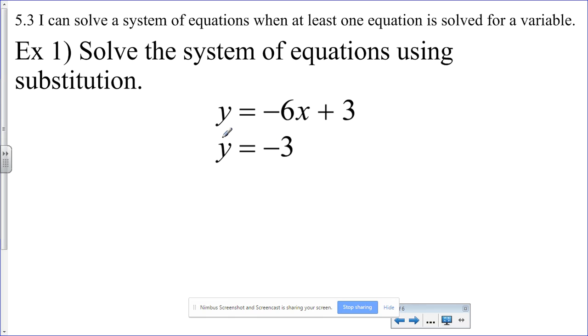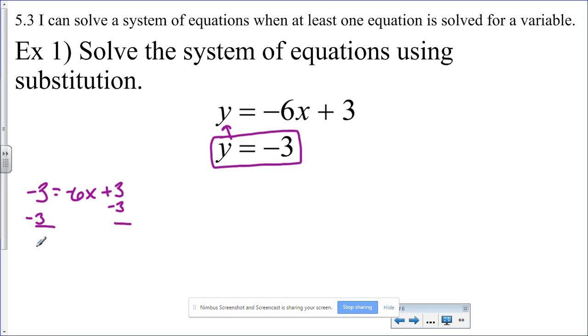If I tell you that y is equal to -3, remember that means I can replace y with the -3. So that's how we're going to go ahead and start out this problem. We're going to do -3 in place of the y: -3 equals -6x plus 3. To solve this, we need to subtract 3 on both sides. So -3 minus 3 gives me -6. And these 3's cancel. And then we're going to divide by -6 on both sides. So I get x equals 1.